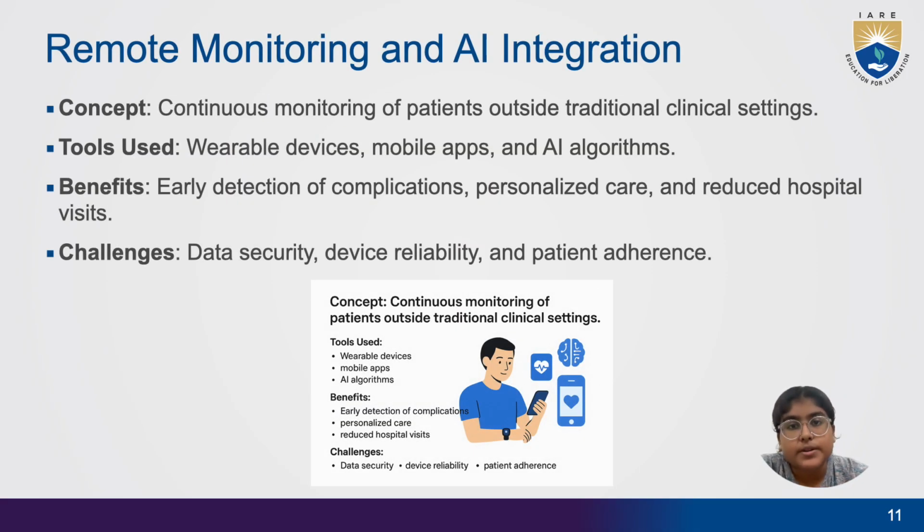AI is not limited to hospitals though. With remote monitoring, patients can be tracked at home using wearable devices and mobile apps. These devices collect data like heart rate, blood pressure, and glucose levels, and they send it to cloud systems where AI analyzes it. The benefit: early detection of problems, reduced visits, and personalized care.